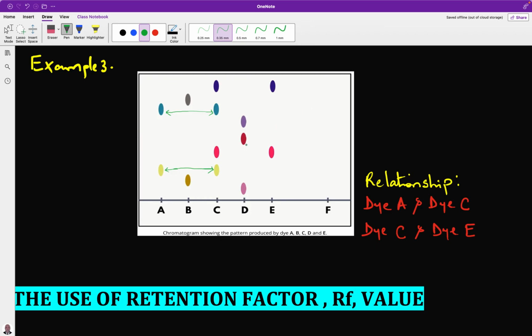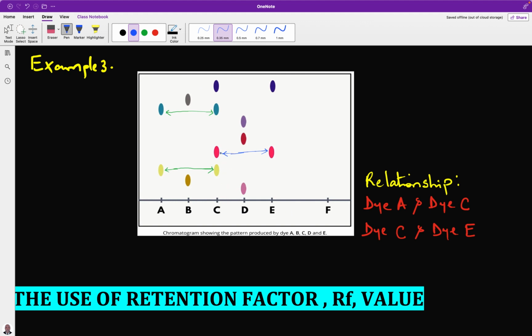Now, let's proceed to the other water soluble dyes C, D, and E. If I look at B, it has nothing in common with C, D, and E. Let's go to C. Dye C has yellow, which is only present in A. We have already mentioned that. It also has red, and the red in dye C is also present in dye E. So dye C has something in common with dye E.